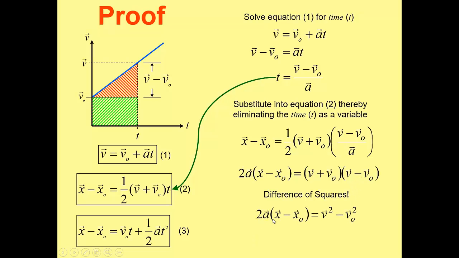2 times the acceleration times the displacement is equal to the final velocity squared minus the initial velocity squared. And if we want it to look like the fourth kinematic equation we got experimentally, I just have to add the initial velocity squared to both sides, and then I'll flip the sides. And we get our fourth kinematic equation. Hey, look at that. So math predicts that this is the relationship between velocity and displacement for uniformly accelerated motion.